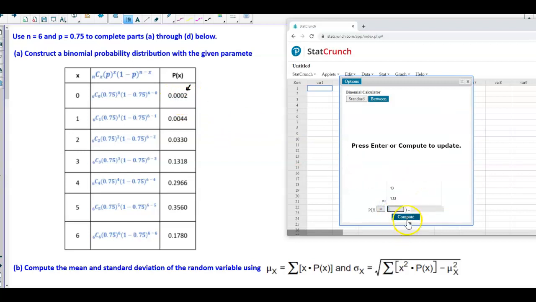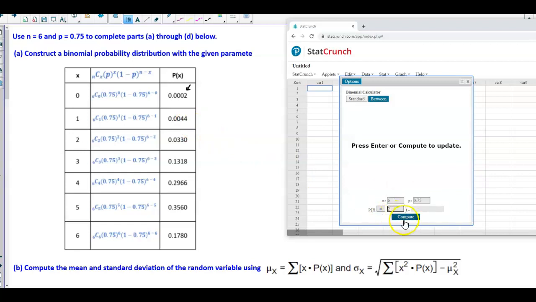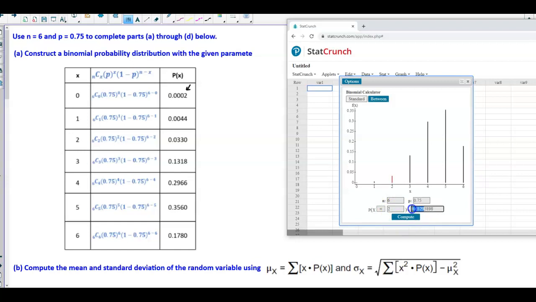Then when I put in the value of 1, rounded to 4 decimal places, you're going to see that we get 0.0044, which is what we get here. Let's put in the next value, which is 2. Rounding it to 4 decimal places, we get 0.0330. Then we put in the value of 3 and compute, and we get 0.1318.